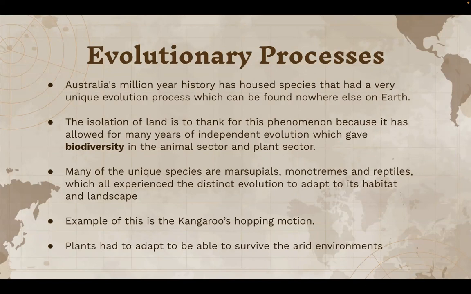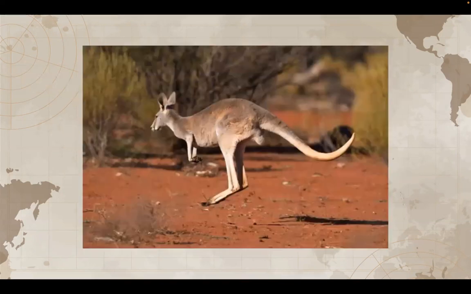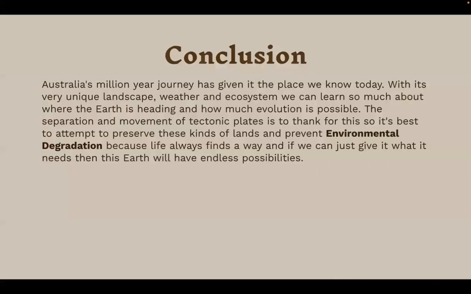So many of the unique species are marsupials, monotremes and reptiles, which all experienced a distinct evolution to adapt to their habitat and landscape. An example of this is the kangaroo's hopping motion, because the kangaroo had to adapt by hopping to outrun the predators it had against it, because hopping doesn't really take up that much energy. So really the kangaroo can be running for miles before it even gets tired and breaks a sweat. So this was just like a small little adaptation that they picked up during their evolution.